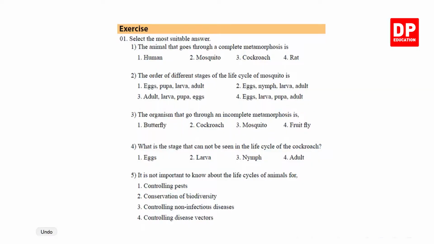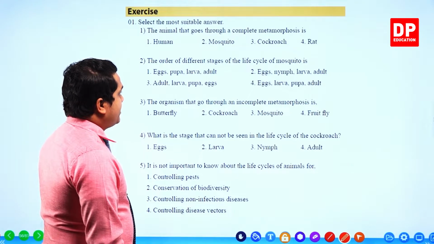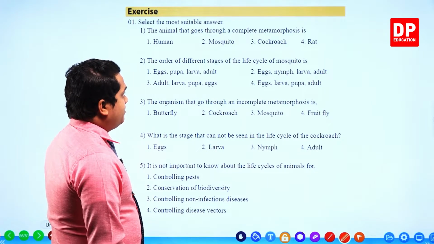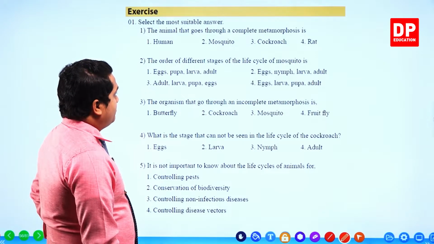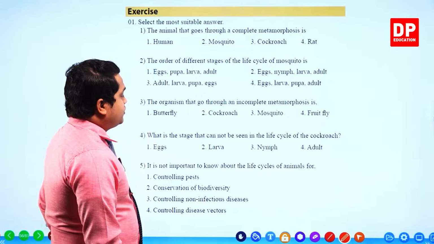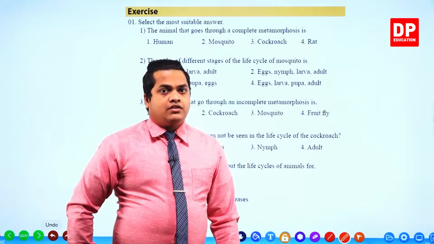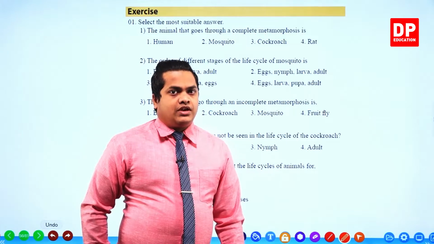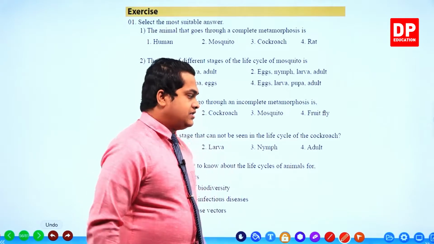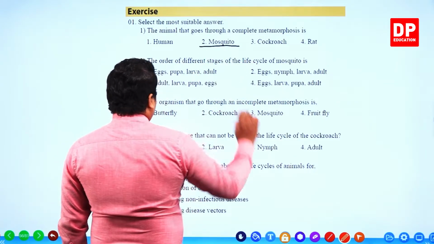Within these MCQ questions, you have to select the most suitable answer. The first question: the animal that goes through complete metamorphosis, among these four examples: human, mosquito, cockroach and rat. You know that human is not showing metamorphosis. Rat is also not showing metamorphosis. Cockroach is showing incomplete metamorphosis. Therefore, our answer should be, my dear children, mosquito.